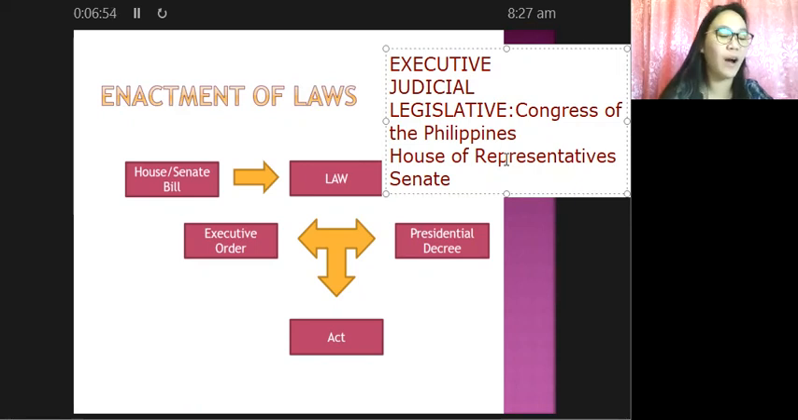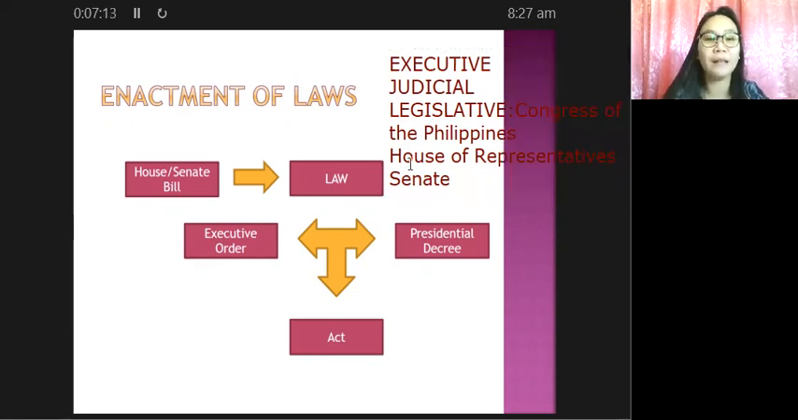That means they are the ones who can make laws or Republic Acts. All right, so how will a particular proposed legislation, which is not yet a law, become a law? Let us try to look at the process.